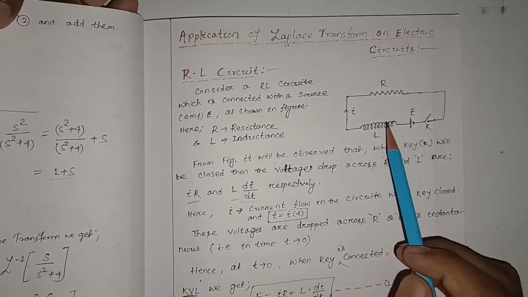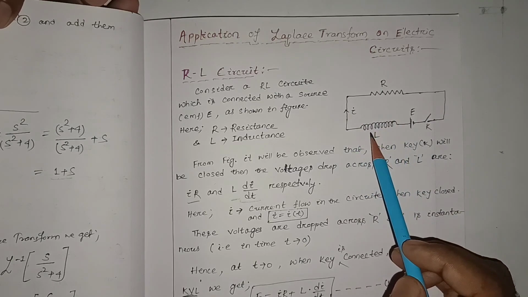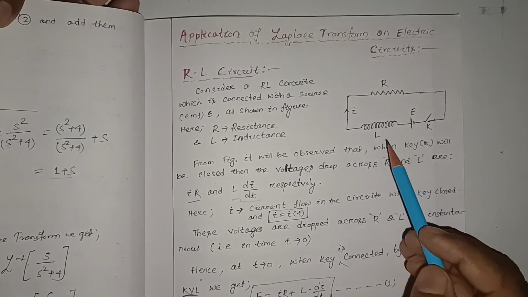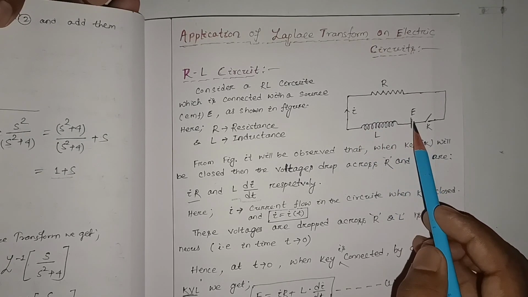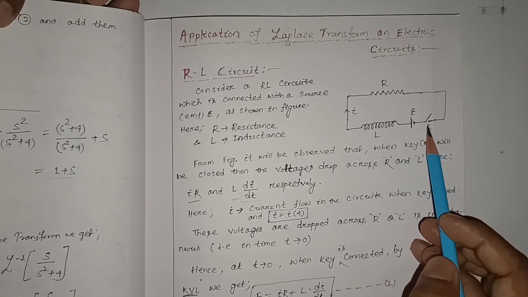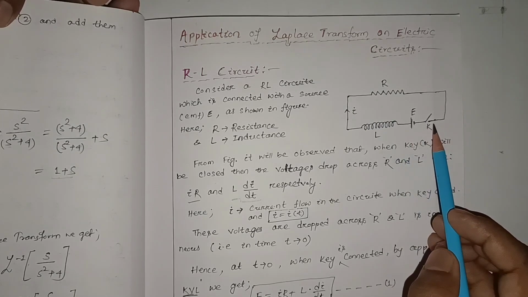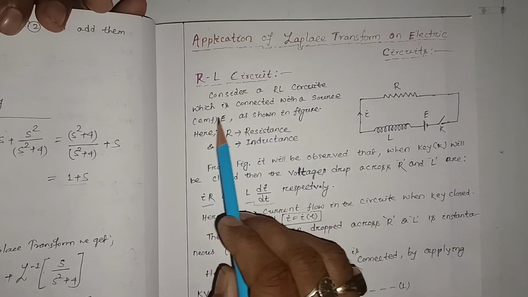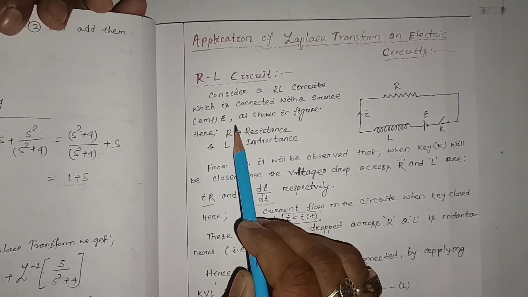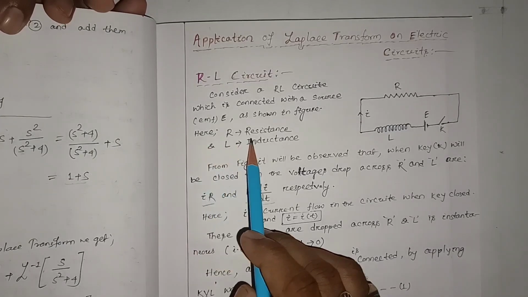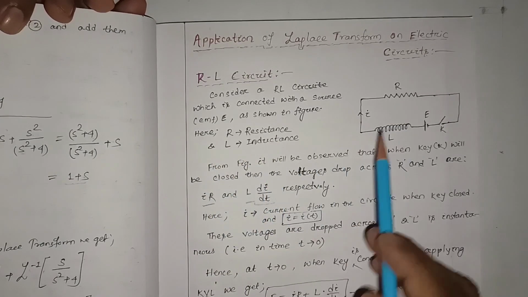So here the resistance and inductor are connected in series, and an EMF or applied voltage has been connected, and this is your key, and when the key is closed for some time the current will flow in the circuit. Okay, so consider an RL circuit which is connected with a source EMF E as shown in the figure. Here R is your resistance and L is your inductance.